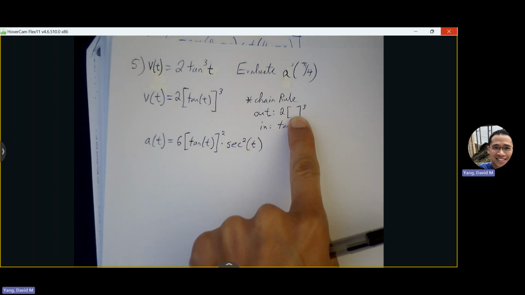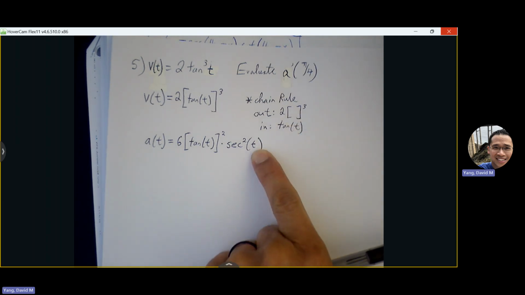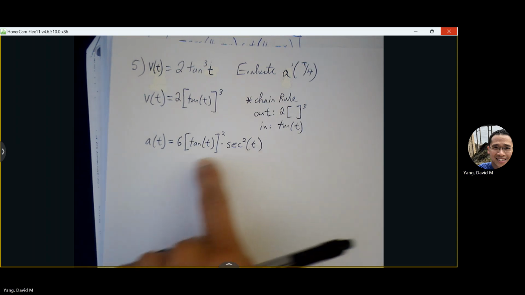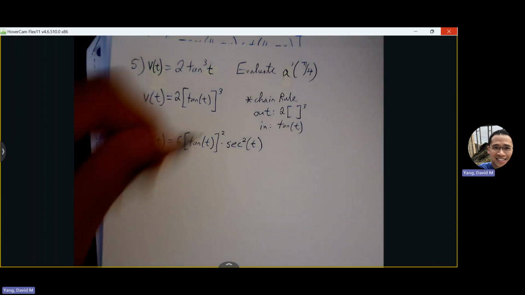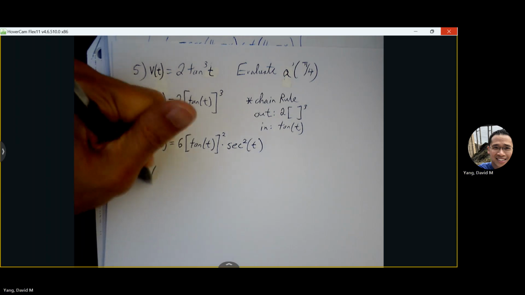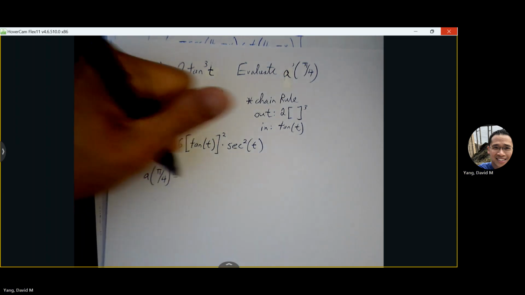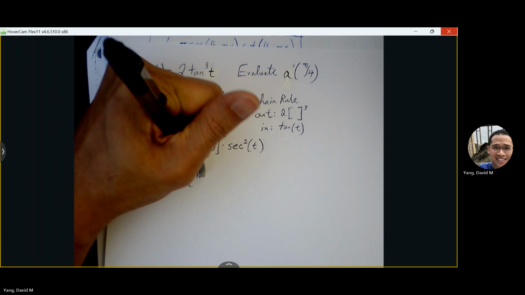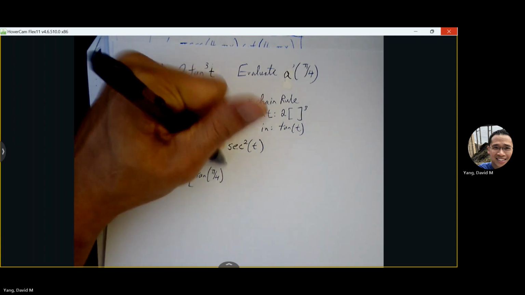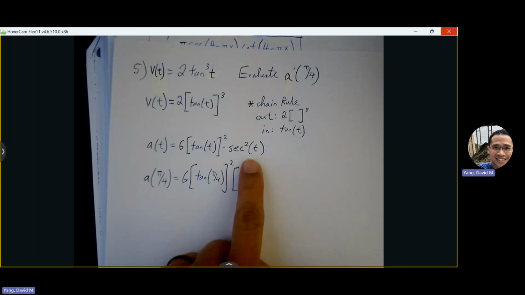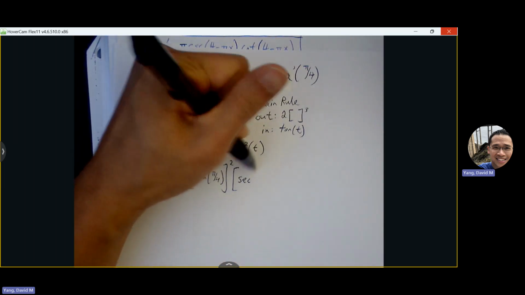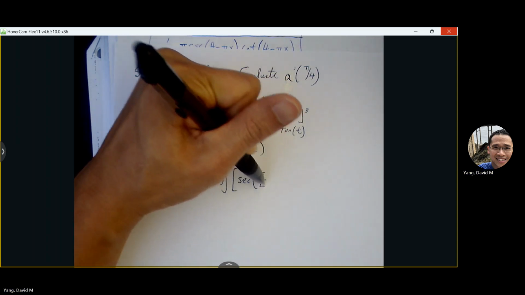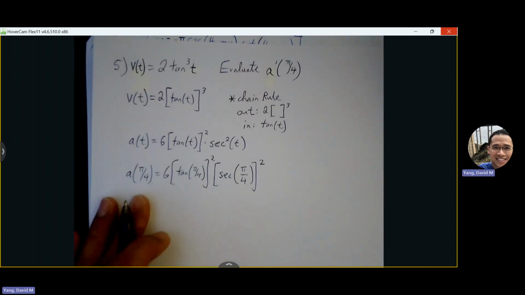Outside's derivative, 6 bracket squared. Tangent's derivative is secant squared u times u prime. Now we can replace every t with pi over 4. Again, I think it's helpful if you're evaluating to put that exponent outside a set of parentheses. It's just easier to make sure we have our order of operations correct.